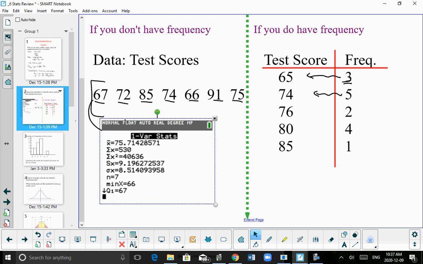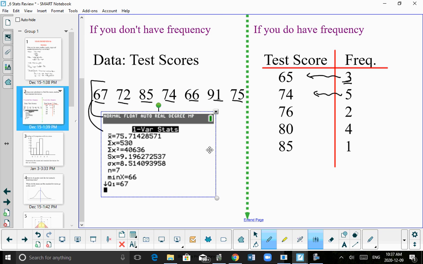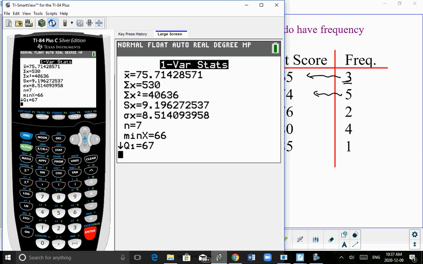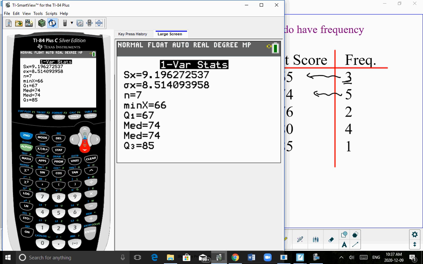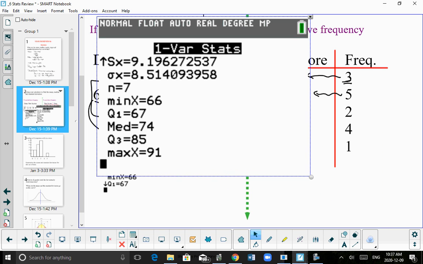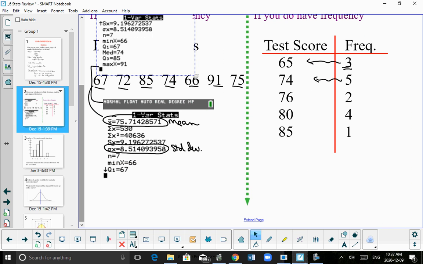So just to kind of tell you what this information means. This first number that you see, that is the mean. Okay, that's the class average. This number right here, this is the standard deviation. Okay, now if I go back to my calculator, if I hit the down arrow, I'm just going to drag this over. So we have more information here.